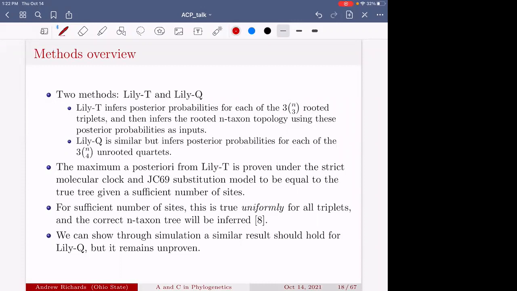We can prove that the maximum a posteriori tree from LILY-T approaches the true tree with probability 1 as you increase the number of sites, under the condition of the strict molecular clock and the JC69 substitution model. And that's actually uniformly true for all triplets. And so you get the correct n-taxon tree. We can show that that should work through simulation for LILY-Q. However, a formal proof has eluded us, unfortunately.